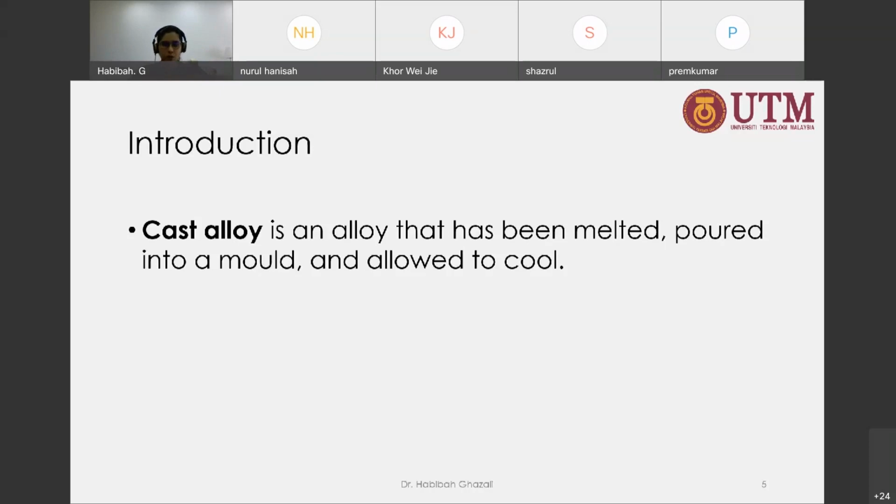plastic deformation. So if we have a semi-product and we want to shape it into a final product, it cannot go through that process because it will break when we apply force that causes it to deform plastically. So this is the classification and the definition of cast alloy.